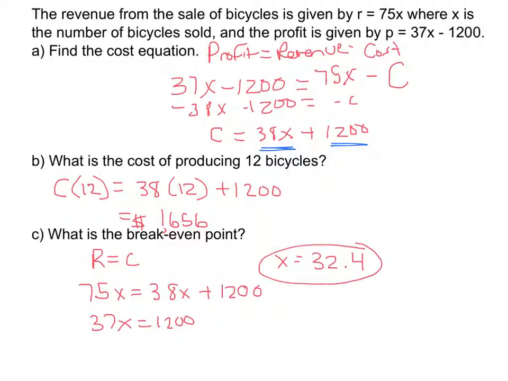The problem is you need to decide, are we rounding down or are we rounding up? Well, here's the thing. If we sell 32 bicycles, we will not have reached our break-even point, and so selling 32 bicycles actually is not good enough. So in order to reach the break-even point, we have to go a little bit beyond it, which means we would have to sell 33 bicycles in order to break even.